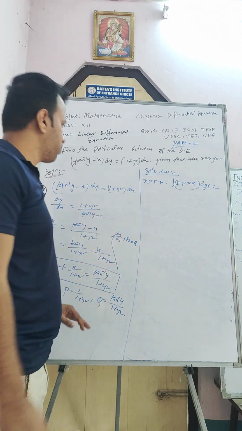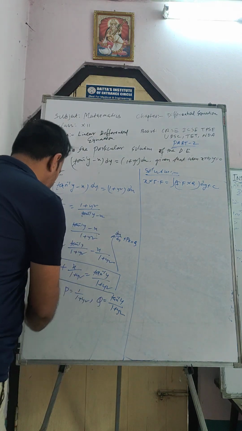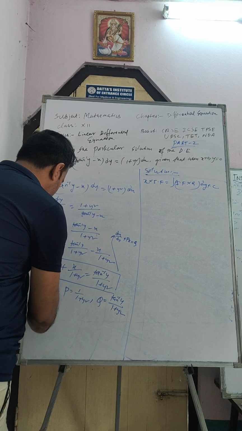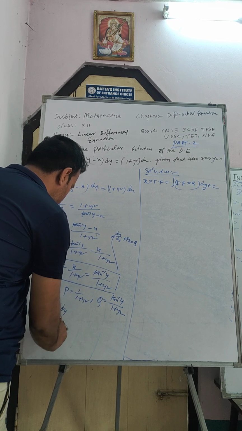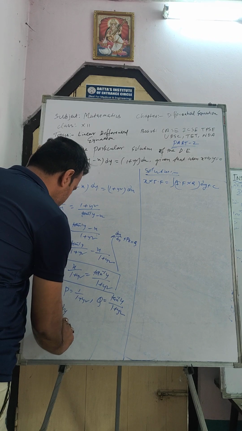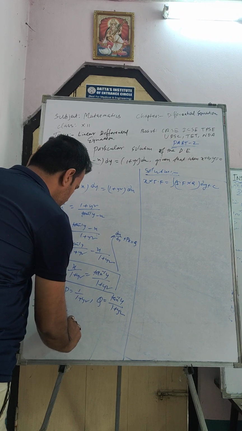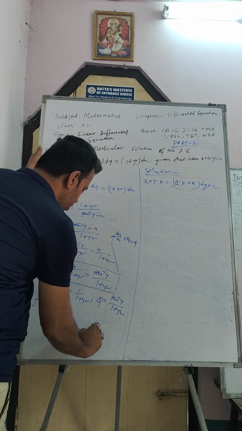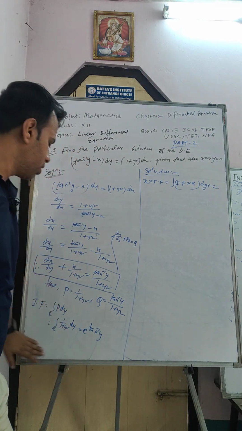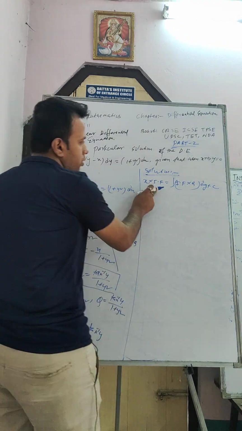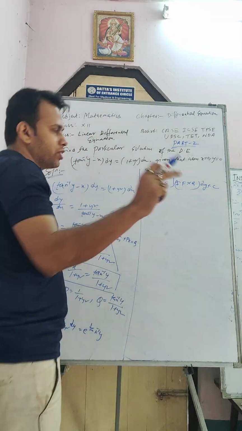Now before finding a solution, we have to find out the integrating factor. What is it? Integrate e to the power p dy. So e to the power p dy, p is 1 by 1 plus y square dy. So it will be e to the power tan inverse y. Okay, so the integrating factor is e to the power tan inverse y. So the solution is like that: x into IF equal to IF into q dy plus c.